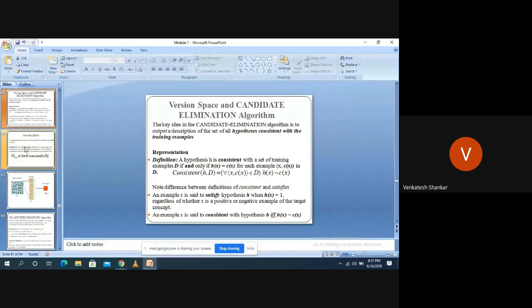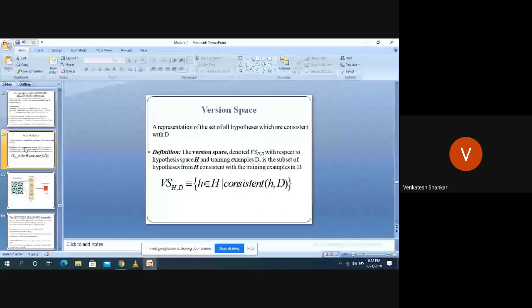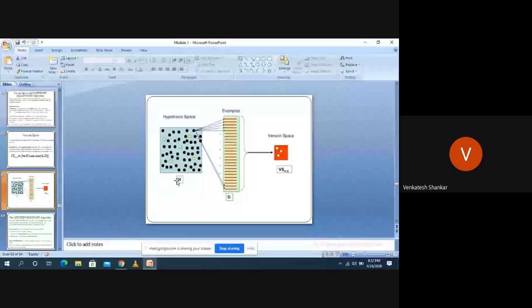Now, what is the meaning of version space? We define it by VS H D. VS represents version space, H represents hypothesis space, D represents the trained examples. Hypothesis space, the H, is whether it is general or specific, that we need to find out, general to specific or specific to general.